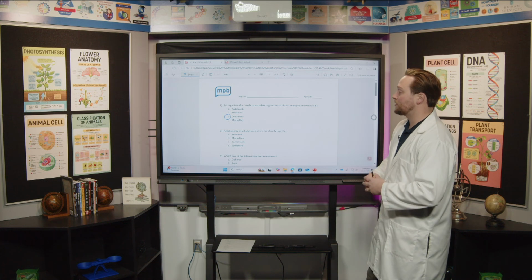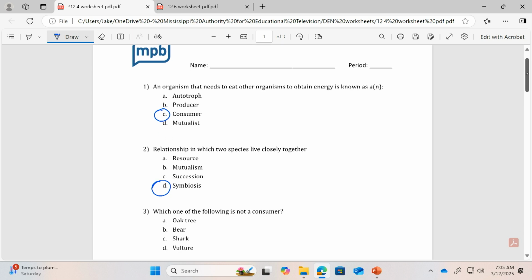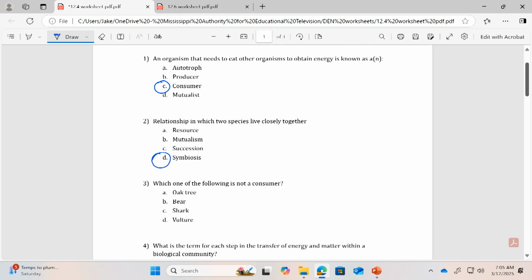All right, number two says, relationship in which two species live closely together. So we've been talking about a few different types of these relationships. These are all types of symbiosis. To live together in a close relationship is known as symbiosis. And sometimes they're good, sometimes they're bad, sometimes they're neutral, but those types of relationships are called symbiosis.